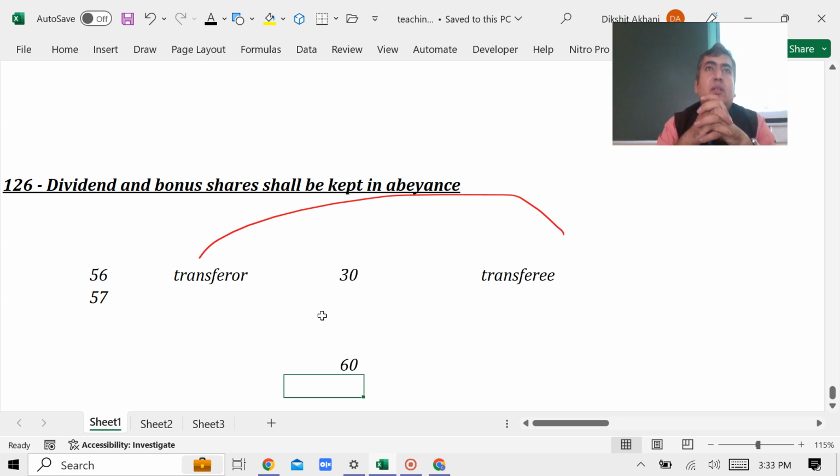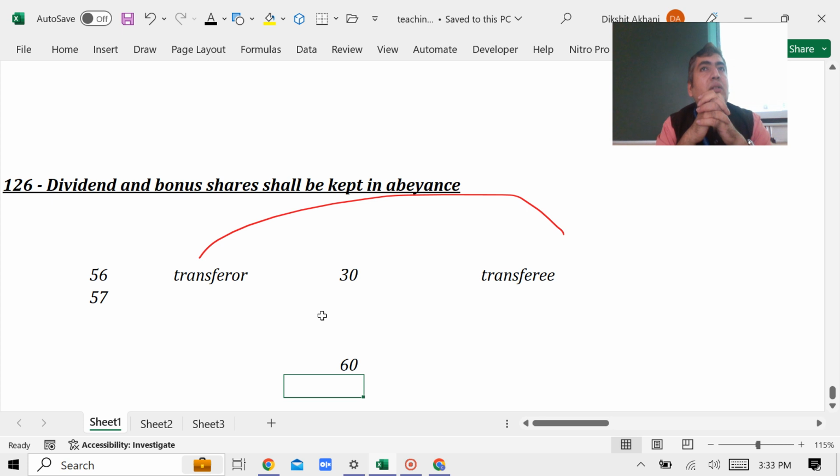What does 126 say? Neither give to transferor nor give to transferee. Keep it in abeyance. Abeyance means suspend it, or rather I would say keep it on hold. What does it mean to hold? Hold it. Whatever final outcome comes, if the transferee is the new shareholder, give it to transferee. And if it is rejected, give it to transferor. That's all. Make sense or not?